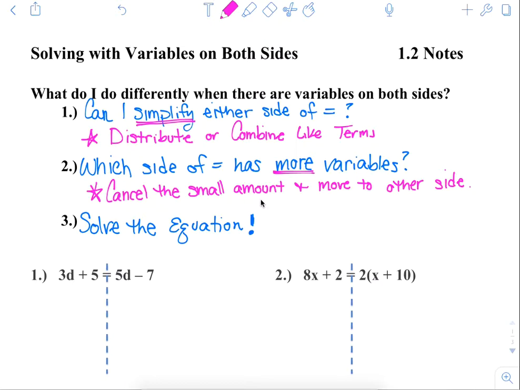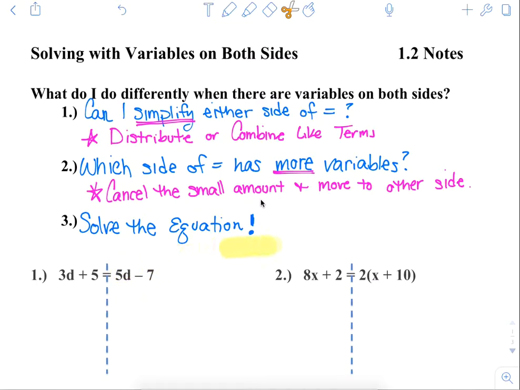Same overall goal works out, but the first thing you're going to have to ask yourself is, can I simplify either side individually? Okay, so I'm going to look on the left. Can I distribute or combine like terms? I'm going to look on the right side. Can I distribute or combine like terms? Okay, so if I'm looking at my first two equations, there's nothing that I can do to simplify right here. 3d plus 5, he's done. There's nothing that I can do to simplify on this right side. So I would be able to move on.